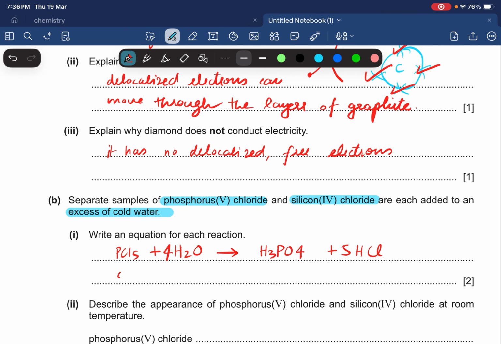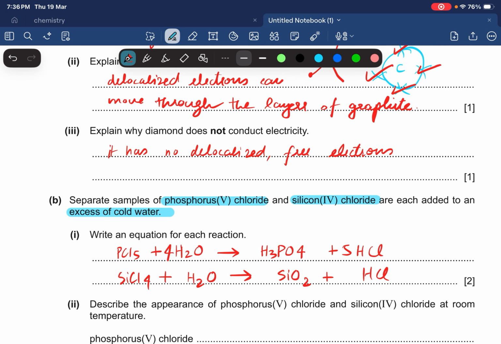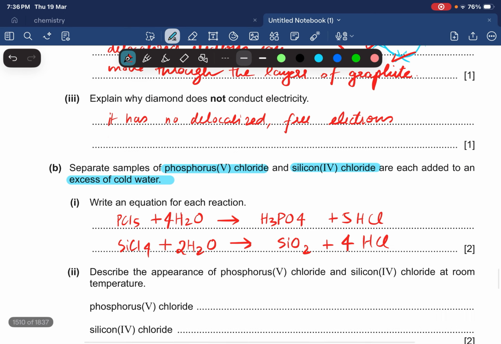Then I have SiCl4. Now, I've not learned it, I'm telling you. I don't know. SiCl4, so first thing I'm going to form is SiO2 plus HCl. And I'm going to form 4 HCls. And now for 4 HCl, we're going to put 2 H2Os here. Balanced? Balanced. Good to go.